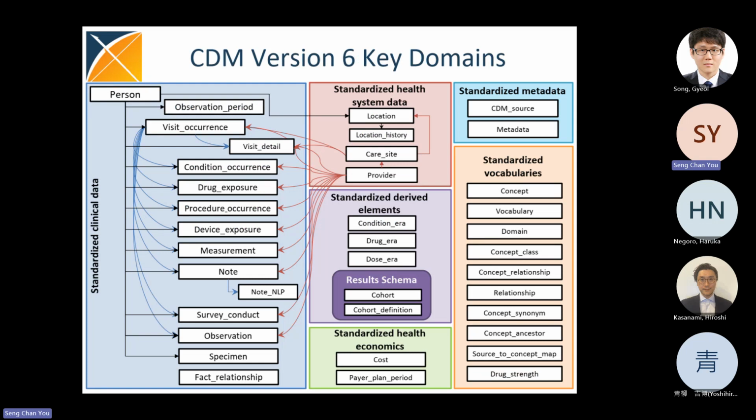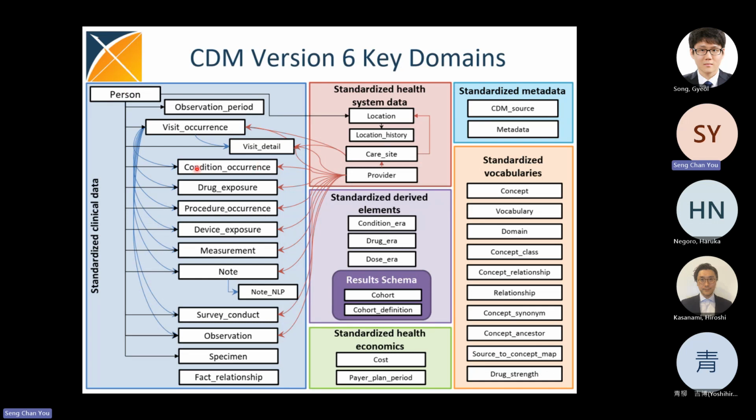You need to be familiar with this table of the CDM. The person table means patients. And visit occurrence means an outpatient visit or an inpatient visit.